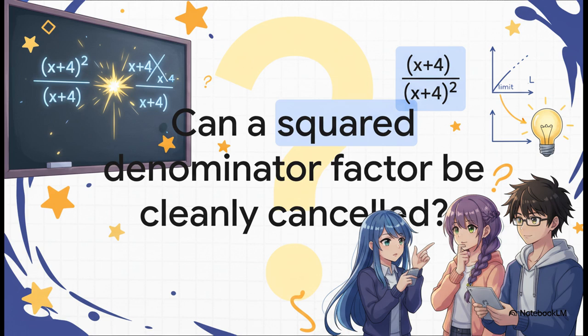What if, during your algebraic rescue, the denominator factored into a squared term, like x plus 4 squared? If you canceled one of them with a numerator, you'd still have an x plus 4 left over on the bottom. Could you still get a solid, finite number? Post your guess in the comments right now to lock in your answer.